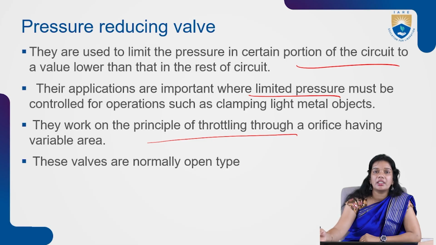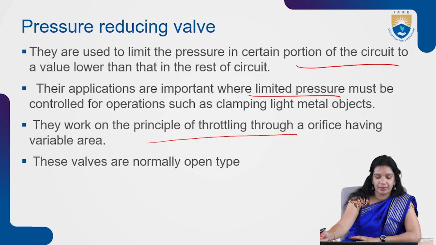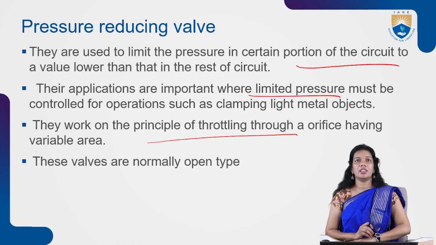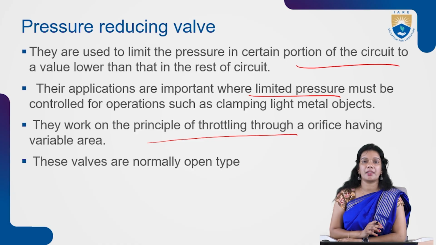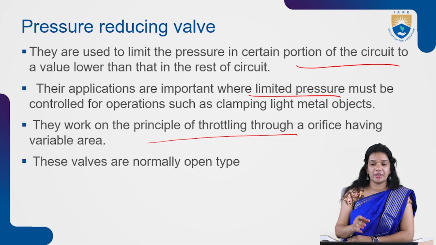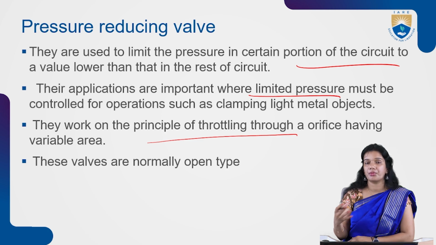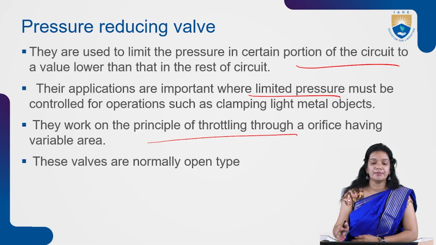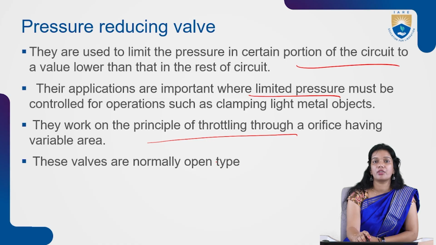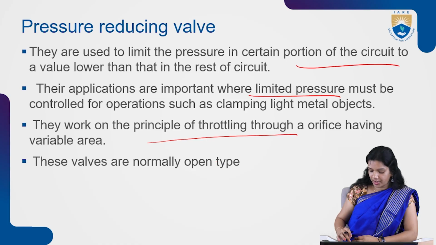So these valves are normally open type. They're not closed type, they're completely open type, right? These are used mostly to limit the pressure. When you're saying pressure reducing, you cannot have excess pressure or over pressure, right? So you need to maintain a standard where your pressure is limited, so only that lower amount of pressure is going to enter. Otherwise, you can again see danger in it, right? They work on the principle of throttling through an orifice, and these are normally open type.